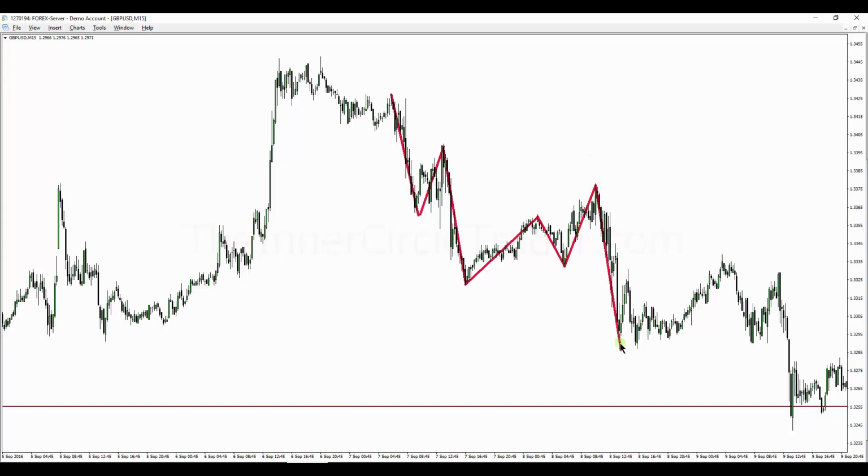Then we have another impulse swing lower, followed by another impulse swing higher, followed by an impulse swing lower, another impulse swing higher, and ultimately another impulse swing lower. So we have price swings moving from high down to a low, to another high, down to another low, to a high, to a low, to another high, making another low, up to a high, down to a low, up to a high, down to a low.